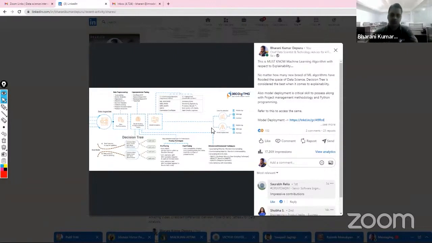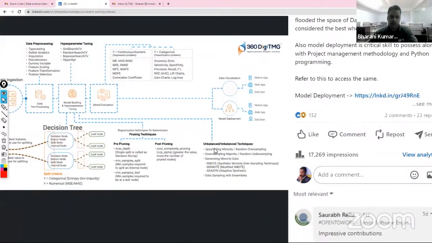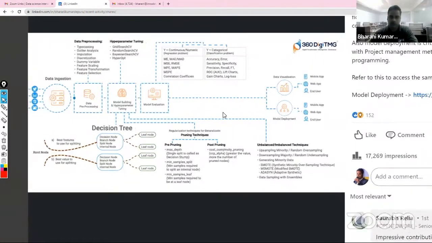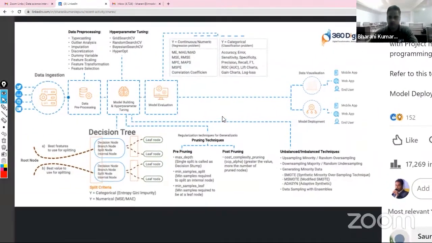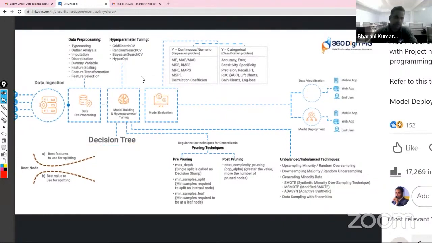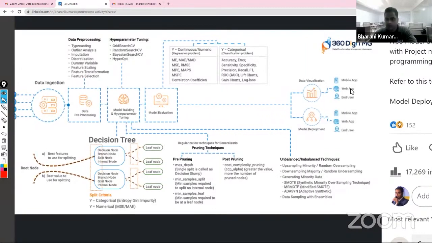This particular post has garnered 17,269 impressions, and a lot of people were extremely happy about it. Very clearly, you see that we have a flow from data ingestion until deployment, and then post-deployment, what happens?